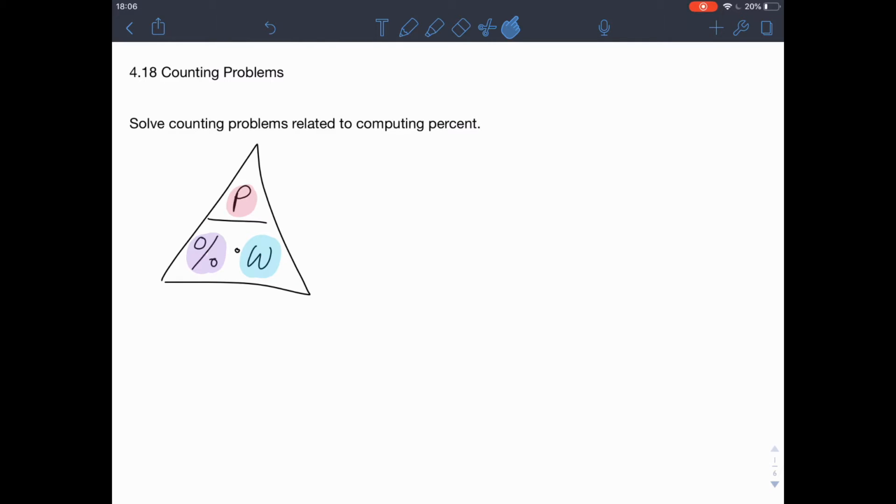We will be continuing to use our relationship between part, whole, and percent to solve this problem. You can use our fact family triangle for this or any of the other strategies we have already covered.